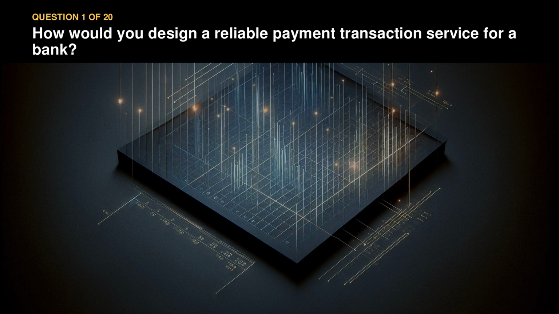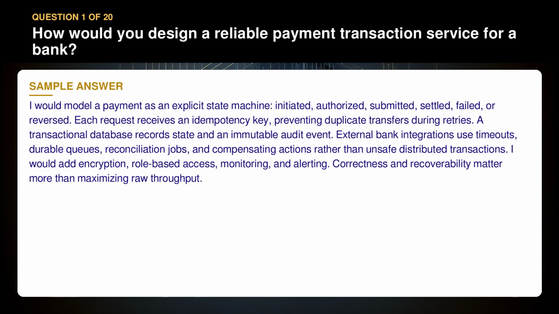Question 1. How would you design a reliable payment transaction service for a bank? I would model a payment as an explicit state machine: initiated, authorized, submitted, settled, failed, or reversed. Each request receives an idempotency key, preventing duplicate transfers during retries. A transactional database records state and an immutable audit event.